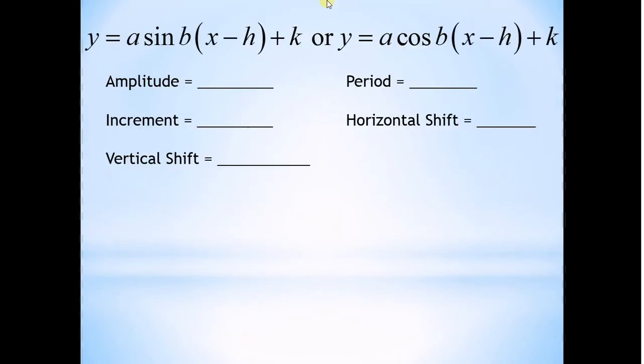So just to keep in our minds, our amplitude, remember, was the absolute value of whatever A was. Your period, you did 2 pi divided by your B, whatever B was. Increment was your period divided by 4. Horizontal shift was whatever H was, and your vertical shift was K. Now remember, horizontal shift, we had to think opposites. Your vertical shift was correct, right where you saw it.